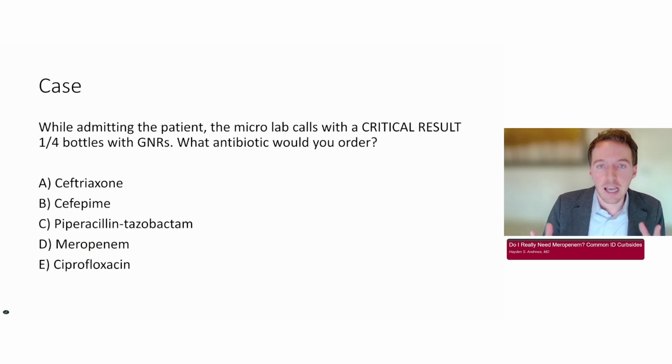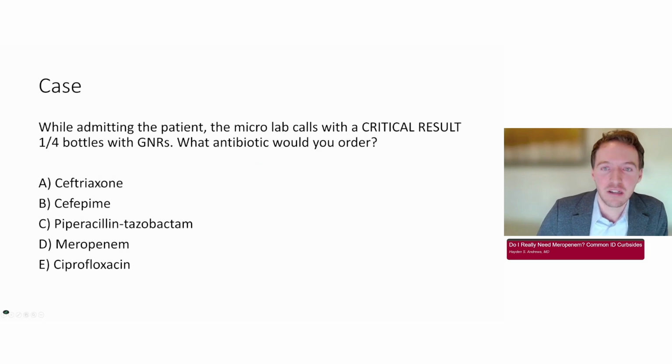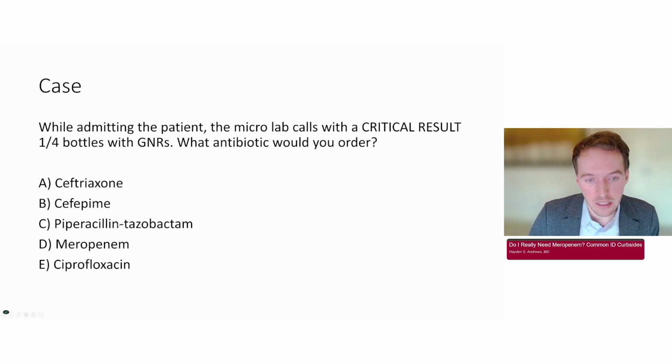Okay, so we have this complicated UTI with sepsis, and now we're told that there are GNRs growing in the blood. So now the question is, what antibiotic are you going to order? Are you going to do ceftriaxone? Are you going to do cefepime? Are you going to do piperacillin tazobactam or Zosyn? Are you going to do meropenem? Or are you going to do ciprofloxacin?